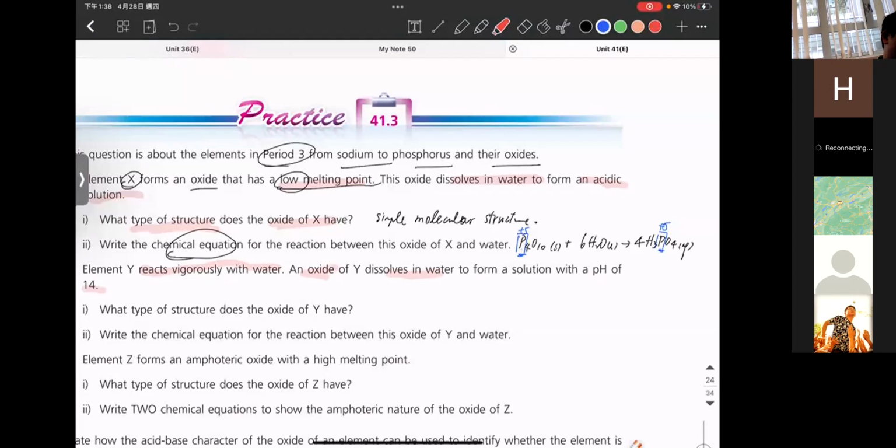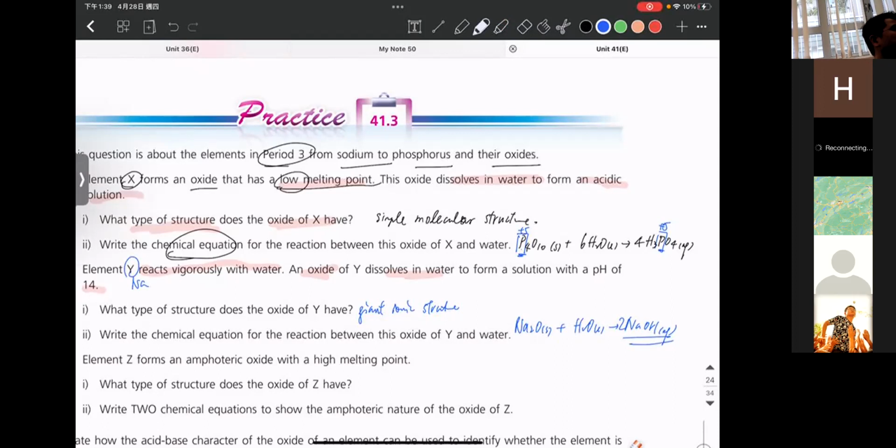Sodium. So the structure of the oxide is a giant ionic structure. Na2O solid, then adding H2O gives 2 NaOH. Na2O plus H2O to form NaOH, with the mole ratio 1:1:2. Okay, two sodium hydroxide. Thank you.